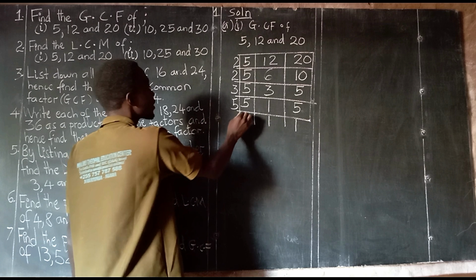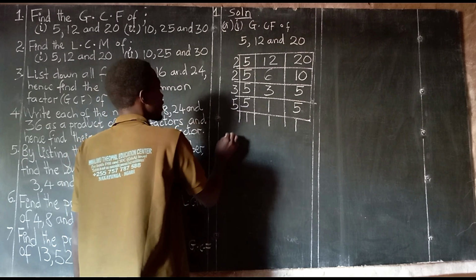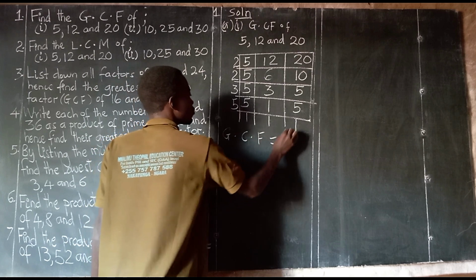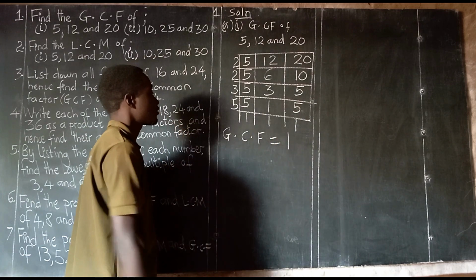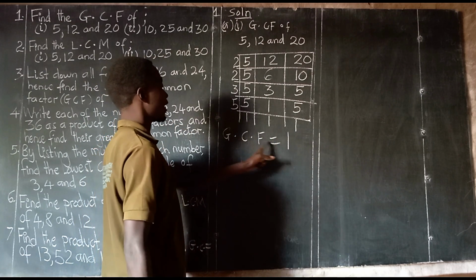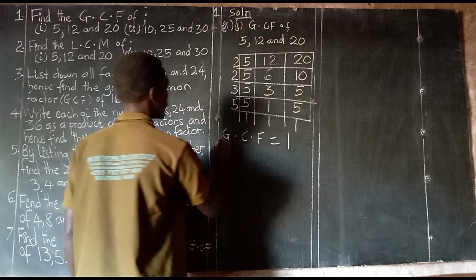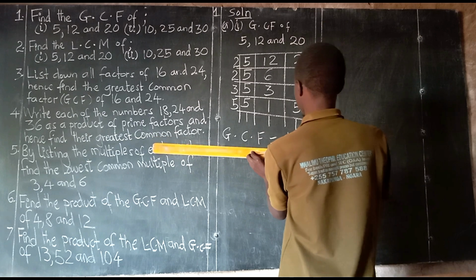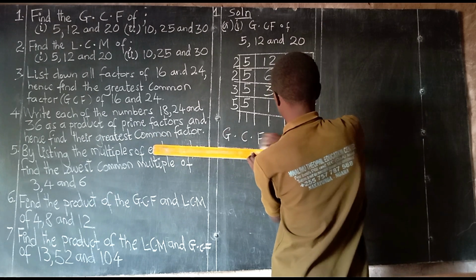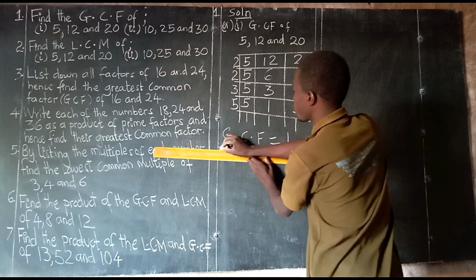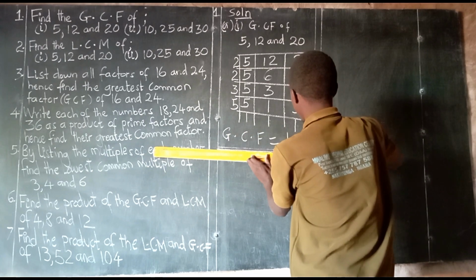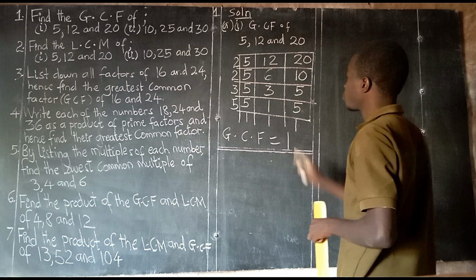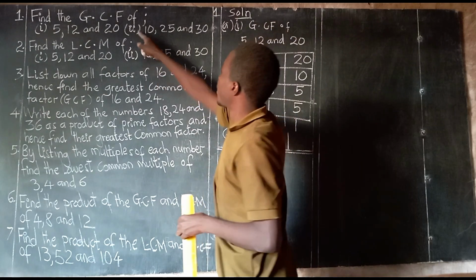Now, when it becomes this way, we say that the GCF is equal to 1. You write that GCF is equal to 1. So the answer here is 1. It means that the GCF of 5, 12, and 20 is equal to 1. Let us see Roman 2.